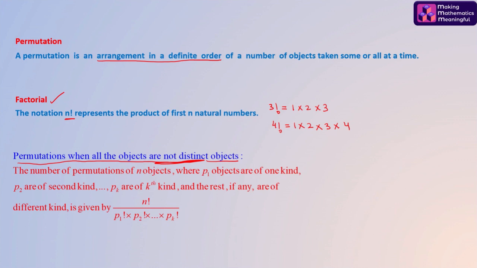Here is a simple formula which we will be using. The number of permutations of n objects where p1 objects are of one kind, p2 are of the second kind, and pk are of the kth kind, and the rest, if any, are of different kinds, is given by this formula: n factorial divided by p1 factorial into p2 factorial and so on till pk factorial.